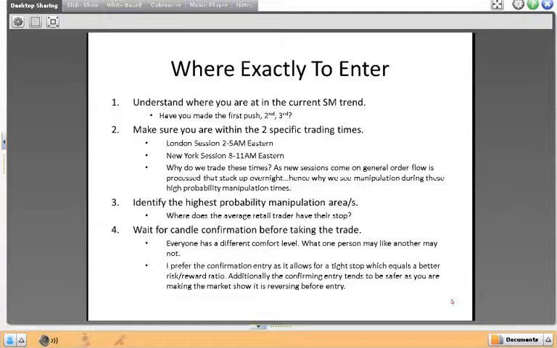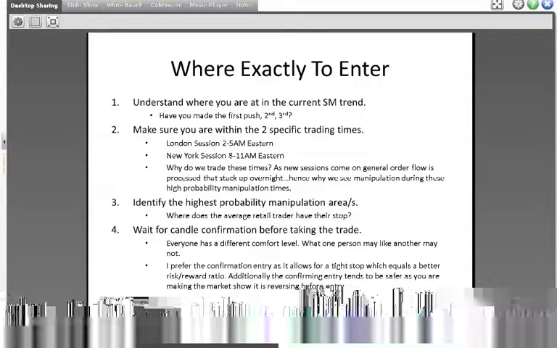Now, personally, one thing that I prefer is the confirmation entry. It allows for a tight stop, which equals a better risk reward, which is extremely critical. In fact, if not one of the most critical parts to whether or not somebody's going to be a profitable trader. Additionally, the confirming entry tends to be safer as you are making the market show it is reversing before the entry. You're not just taking it as it comes into a level. You're not just taking it once you see a slight sign of reversal. You're actually seeing, in the case of using 15-minute charts, 30 minutes of visual reversal before the entry is taken.